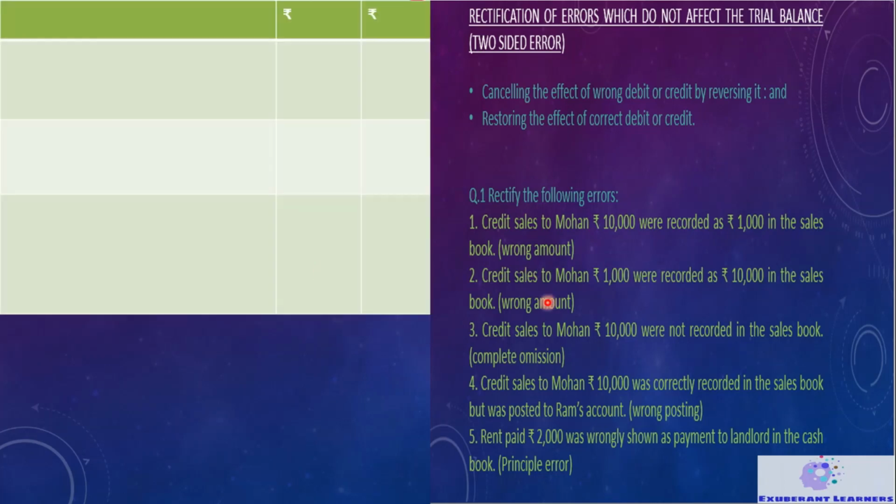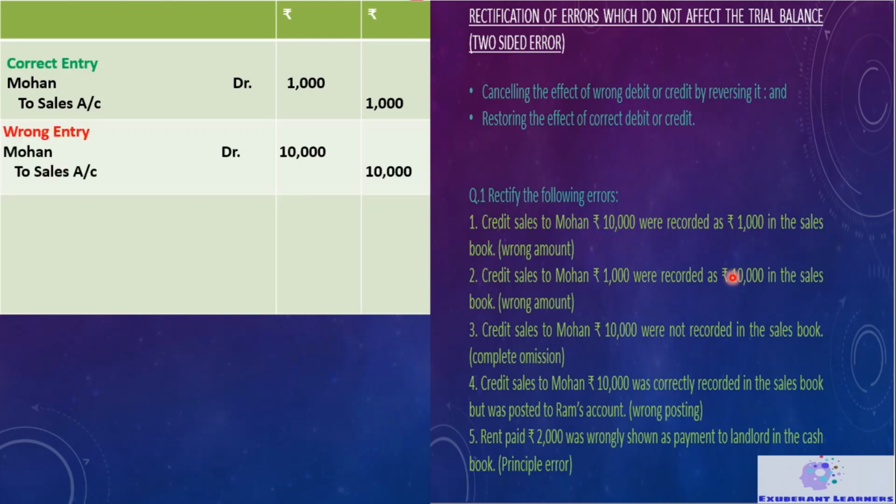Moving to the next one, credit sales to Mohan 1,000 were recorded as 10,000. So here you can see again the same thing, credit sales to Mohan, the amount is 1,000 but it is recorded as 10,000. It is recorded in the sales book, but again with the wrong amount. Now this time excess amount is recorded. The correct entry is Mohan to sales account 1,000, and it is recorded wrongly as Mohan to sales account 10,000.